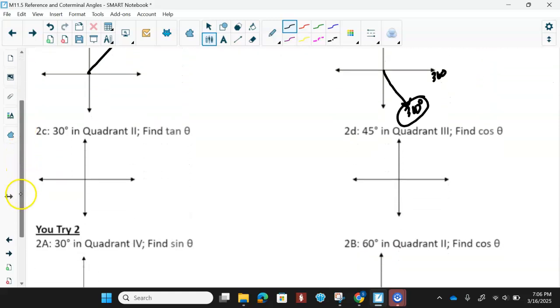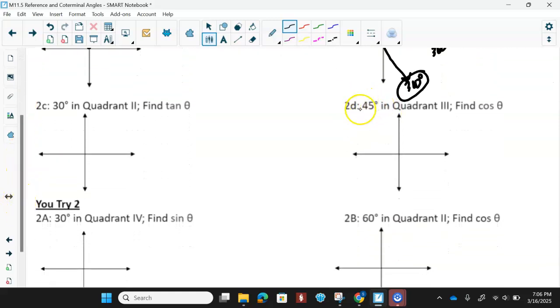Again, if I'm focusing on 45 degrees, but in quadrant 3. So 1, 2, 3, 45 degrees. What angle here has a reference angle of 45 degrees? Well, from 180, you're at 225 degrees. So at 225 degrees, you would find cosine, which again, remember, is your x coordinate. So that's how you can apply your reference angle.